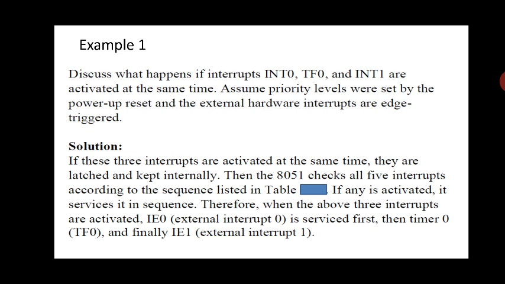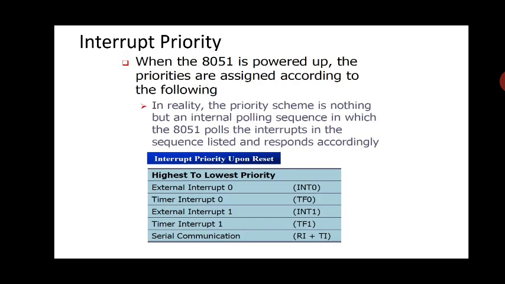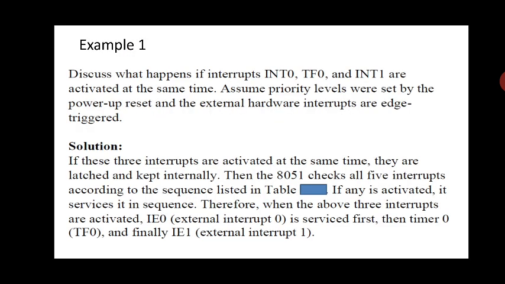Now if I see the above 3 interrupts, which will be the highest priority? INT0. The next will be TF0. The next will be INT1. This is how it will be executed, giving service to the corresponding interrupts. Therefore, when the above 3 interrupts are activated, INT0 is serviced first, then timer 0, and finally INT1, that is the external interrupt 1.